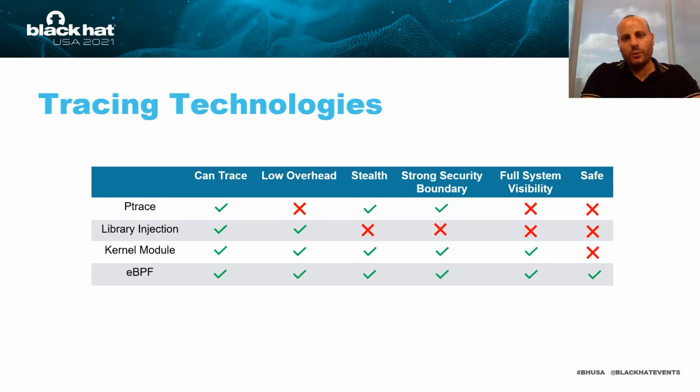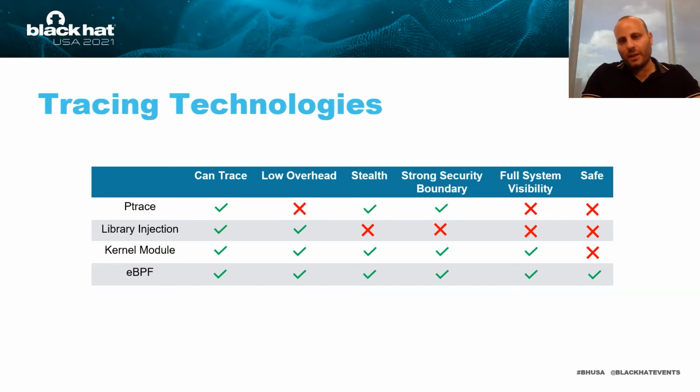So after we understood what we were looking for, we started to look for a suitable way to implement this. There are several technologies in Linux for tracing a process or a group of processes at runtime. ptrace, for example, is used by strace to trace system calls performed by a process. But as you can see, it has bad performance and can only trace user space programs and not the kernel.